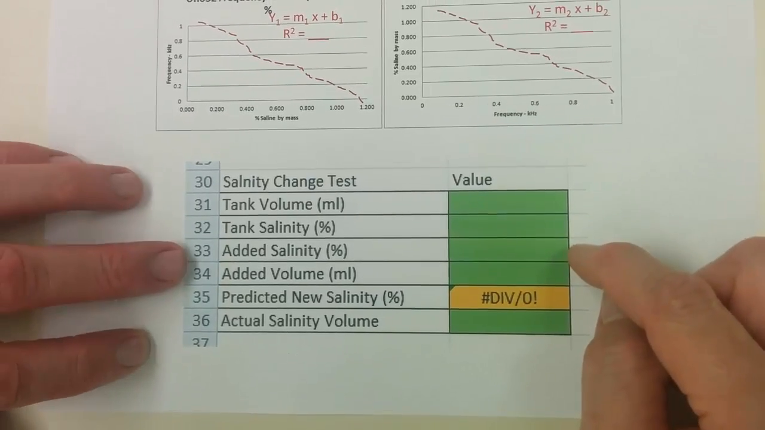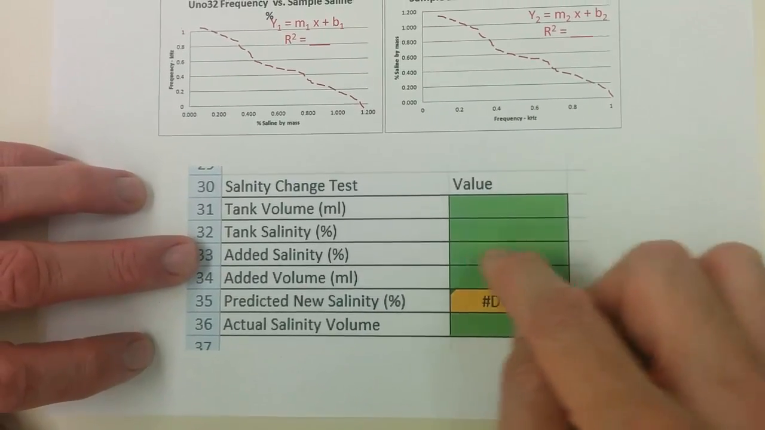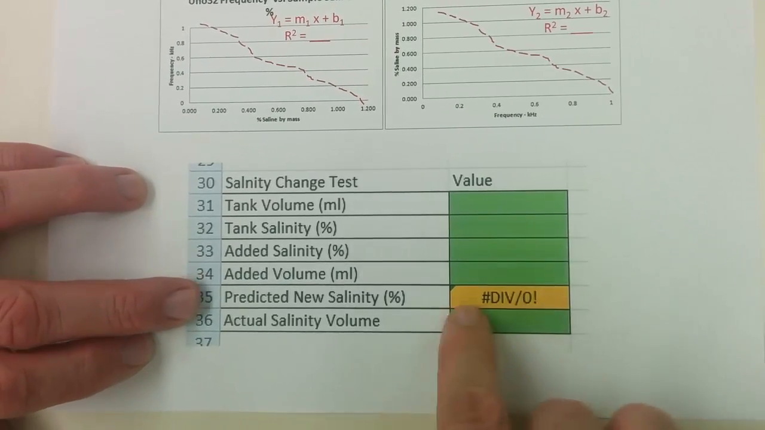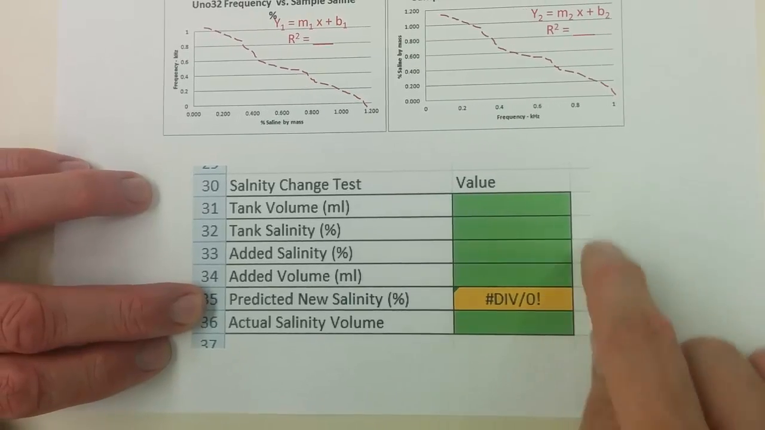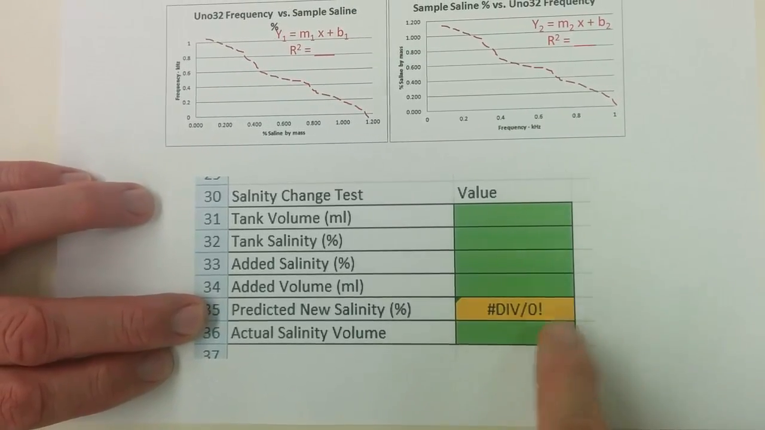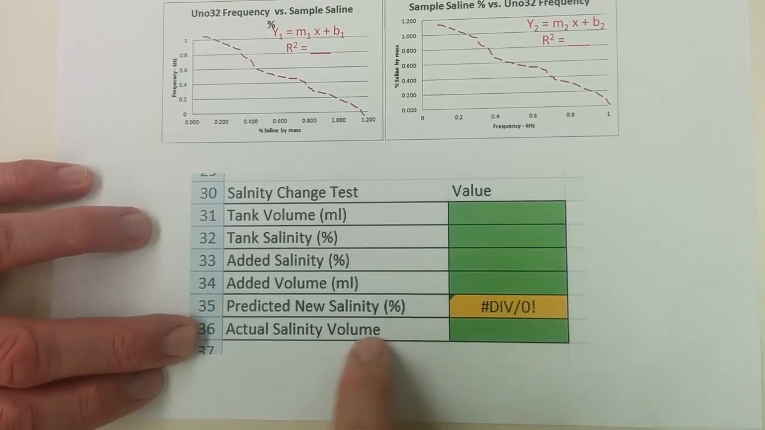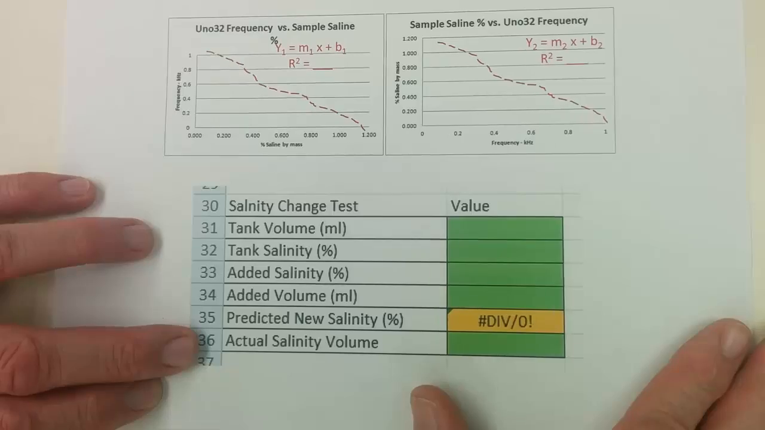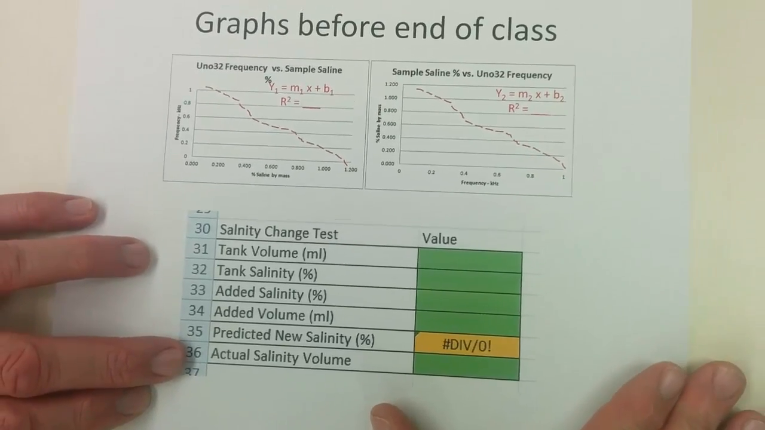You're going to add a certain amount of either DI or saline, and then what the volume is you're going to add and what that new salinity value is. So let this do the math for you. Figure out the formulas in here, and then do the test and find out what the actual salinity change is. So this set here will be a completion of your work for the week.